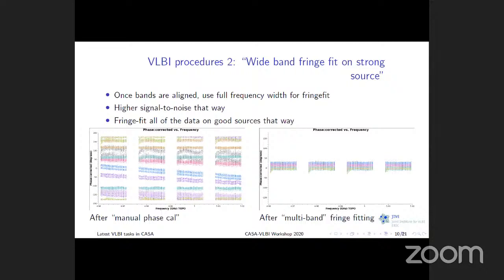Okay, yes, I've got that. So this is a site you're on the way. On the left, you've got all your phases aligned, but they're still not flat and not at zero. And the right-hand side is what you want to see when you've finished fringe fitting. This is what you should see on your calibrator source.